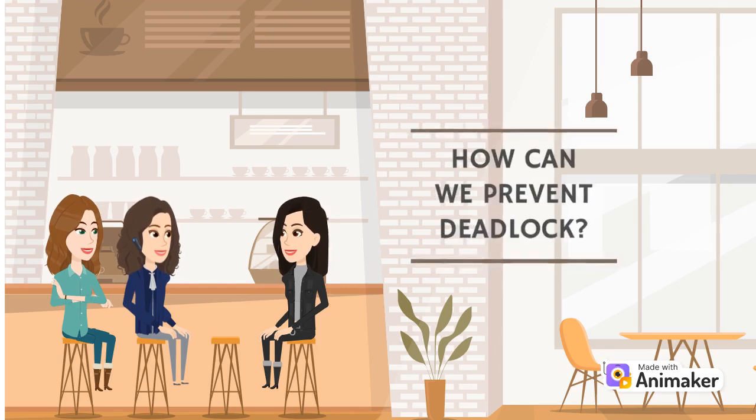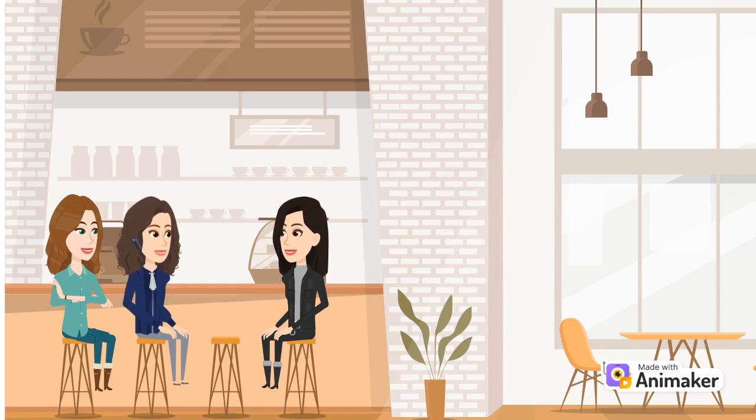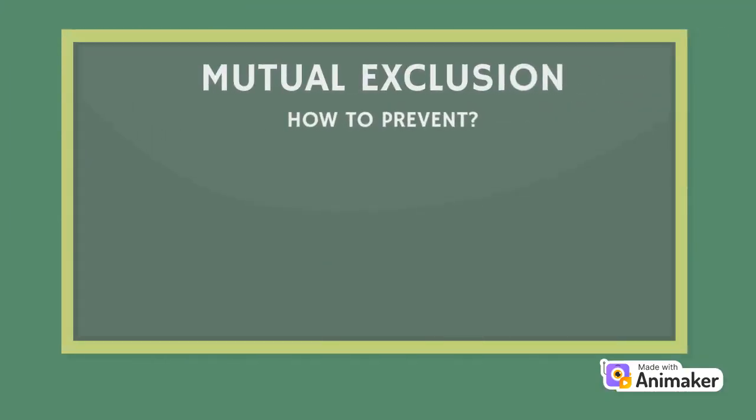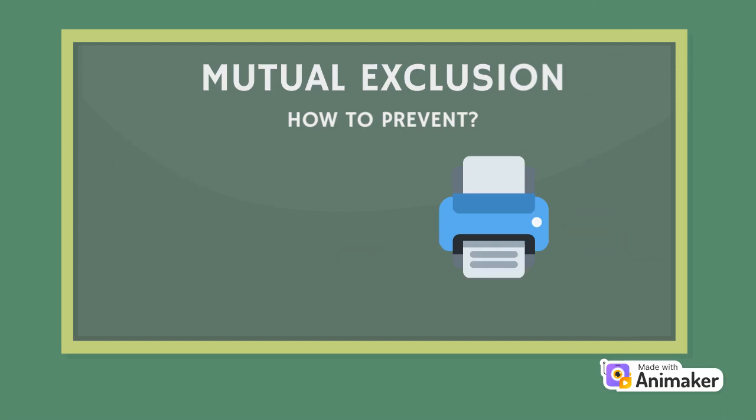To tackle this issue, we must first look at the four conditions that need to be fulfilled for deadlocks to happen in the first place. Let's look into what each condition needs so that we can prevent it from happening. First is mutual exclusion. To prevent this, do we get to share all resources? Unfortunately, some resources cannot be shared with more than one processor at a time, like printers, for example.